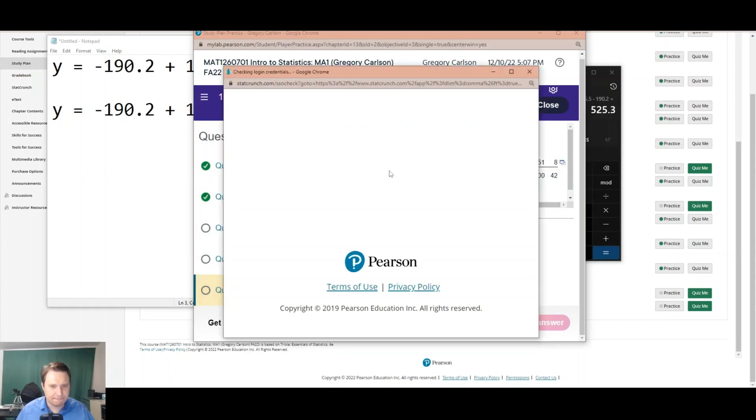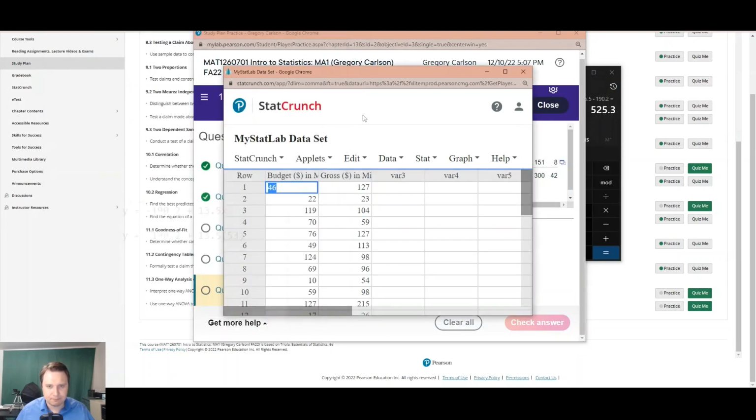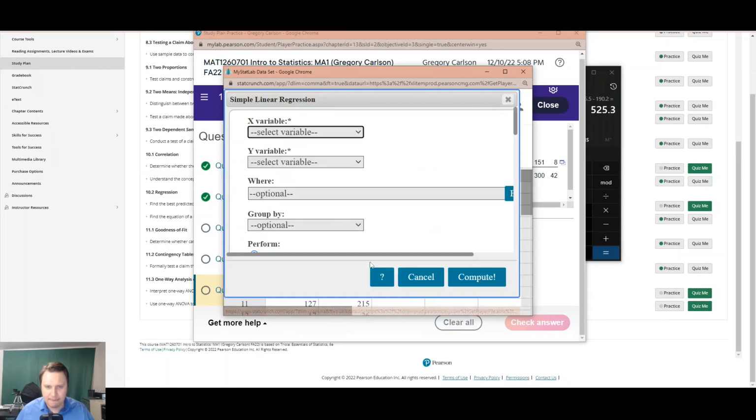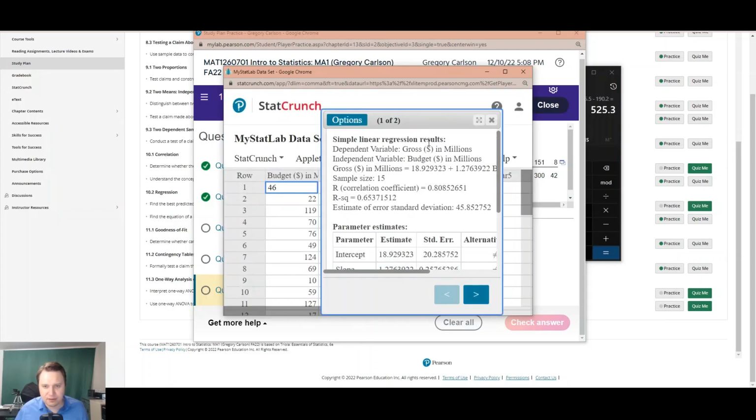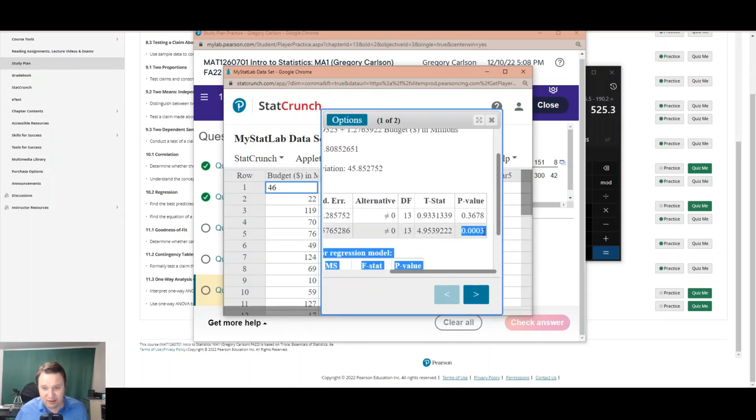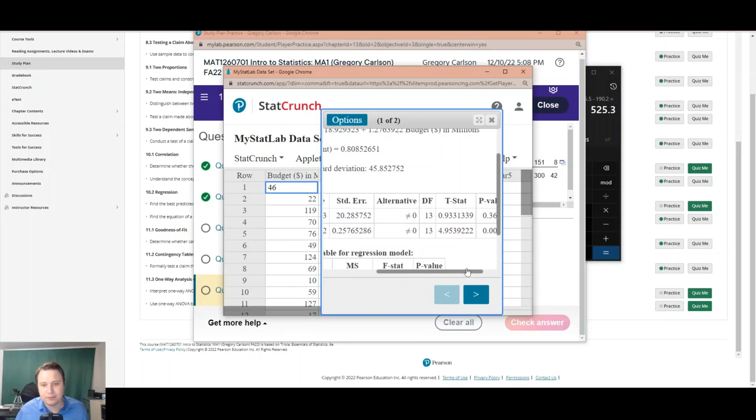Open up our data. Stats, regression, simple linear. X is the budget, Y is the gross. We're trying to see, does the budget predict what the gross is going to be? Does how much money they spent making the movie predict how much it's going to make? And let's just look at our p-value, just because I'm curious. Wow, that's a good p-value, 0.0003.